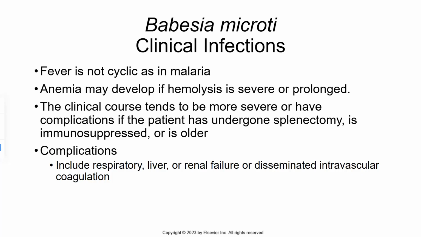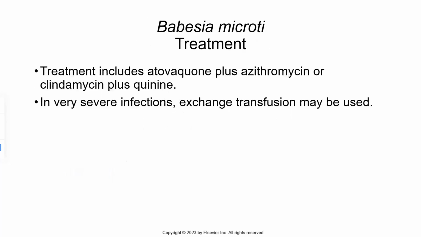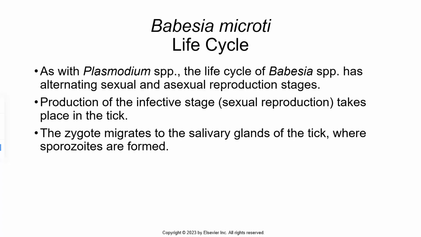The clinical course tends to be more severe or have complications if the patient has undergone splenectomy, is immunosuppressed, or is older. Complications include respiratory, liver, or renal failure, disseminated intravascular coagulation. Treatment: there's a couple different drugs that are listed here. In very severe infections, exchange transfusion may be used. So we may actually have to add additional red blood cells to the patient.